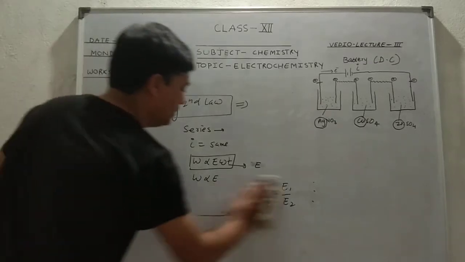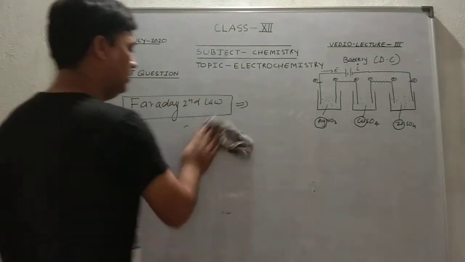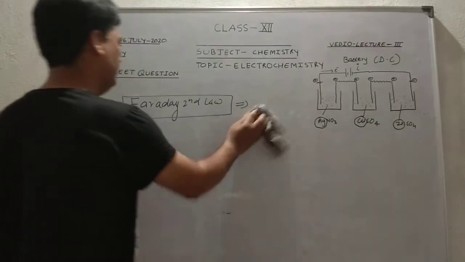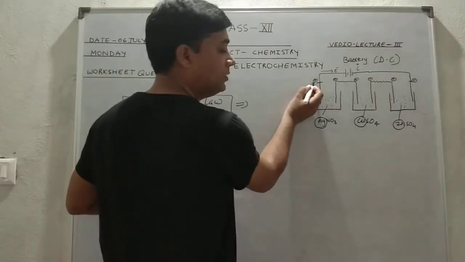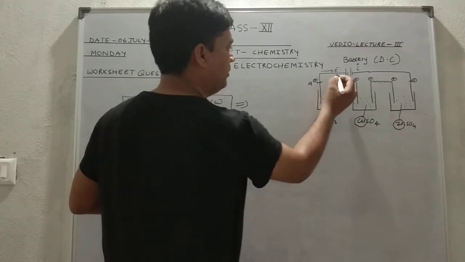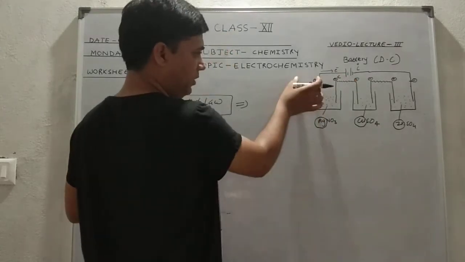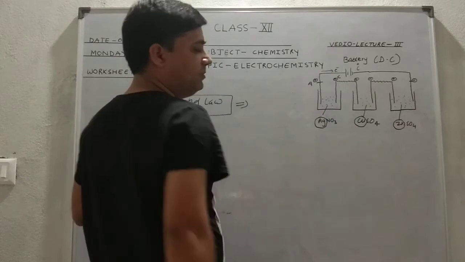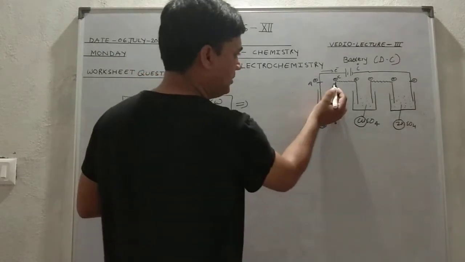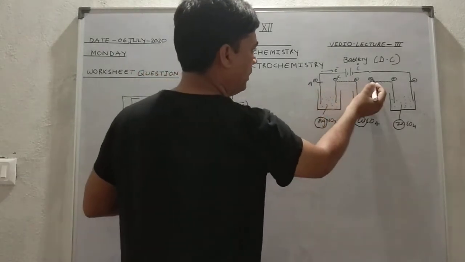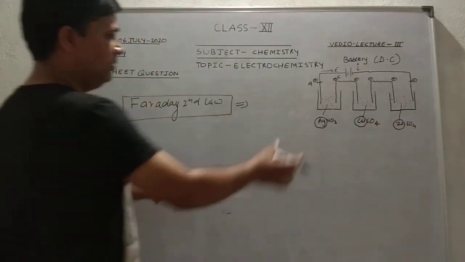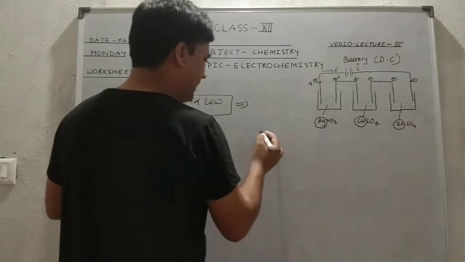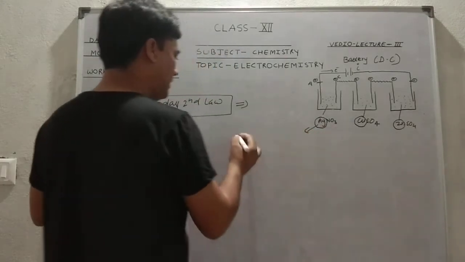In this system, here is the amount of silver deposited. This is the anode. This is the cathode. Anode, because it is connected with the positively charged terminal and it is oxidized. Okay. So with the help of this particular diagram, we can explain the amount of silver deposited.